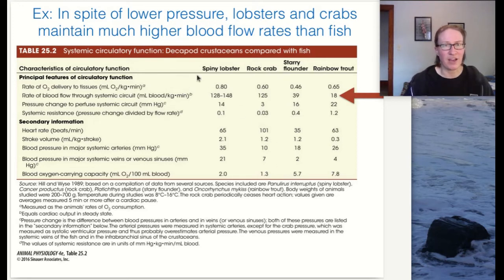So on this picture, I've got a number of different parameters. You could spend a lot of time scrutinizing them all in detail. Let's just focus here on the rate of blood flow through the systemic circuit. I've got spiny lobsters, rock crabs, or decapod crustaceans. Then I've got a flounder and rainbow trout. And notice how much higher blood flow rates are in the lobsters and crabs relative to these fish. And that's, again, in spite of the fact that they have relatively low pressure systems, okay?